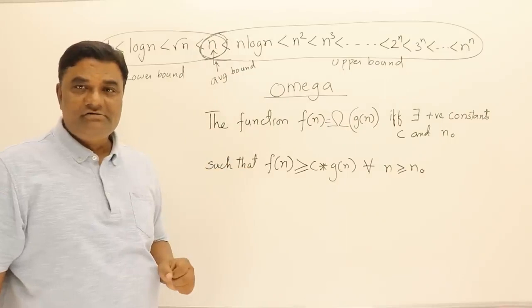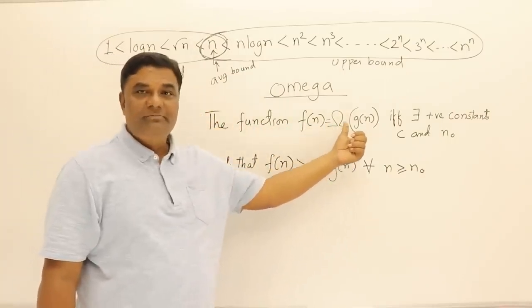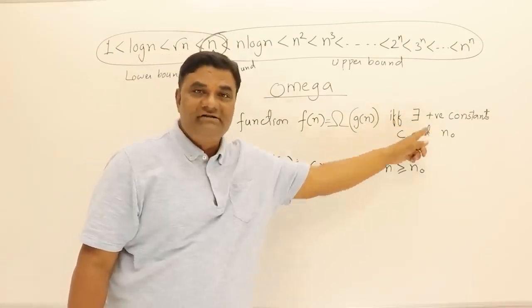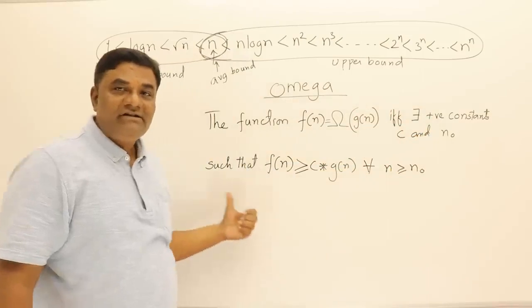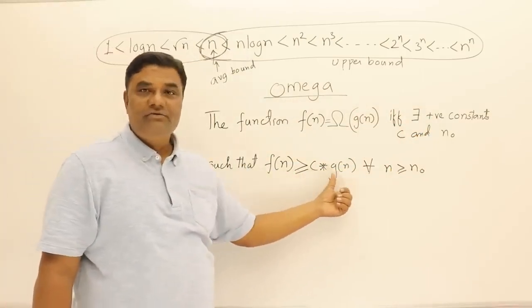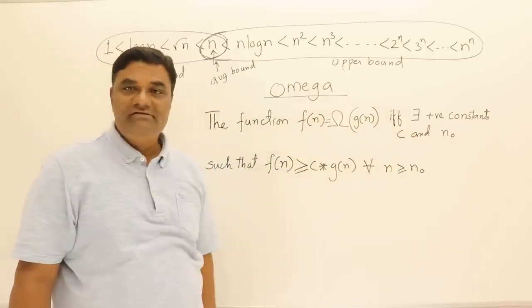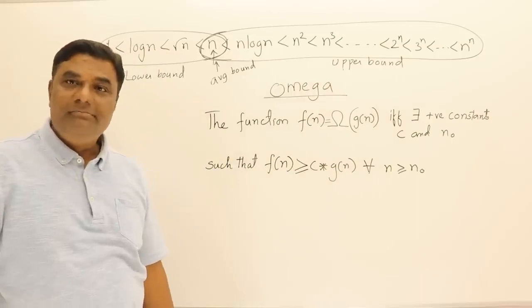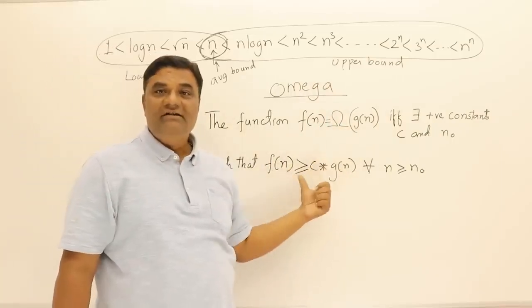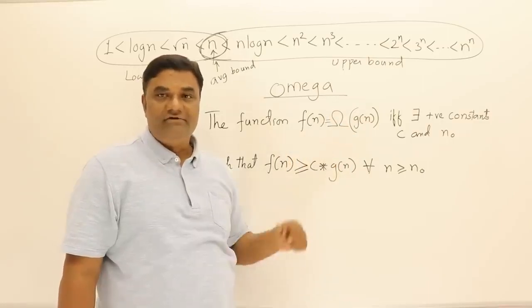Omega notation. As per the definition, the function f of n is omega of g of n if and only if there exist positive constants c and n0 such that f of n is greater than or equal to c into g of n for all n greater than or equal to n0. Compared to big O notation, only the inequality sign has changed. This was less than or equal to, now it is greater than or equal to.